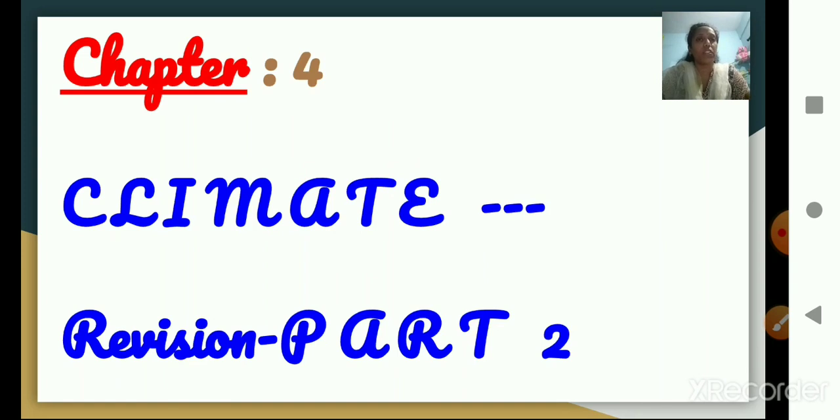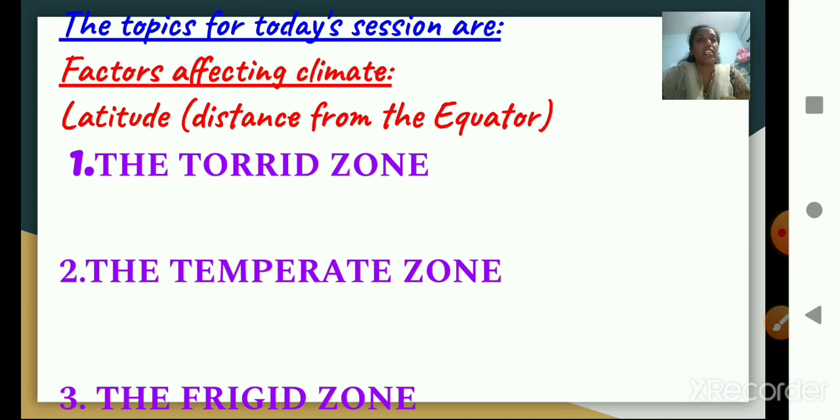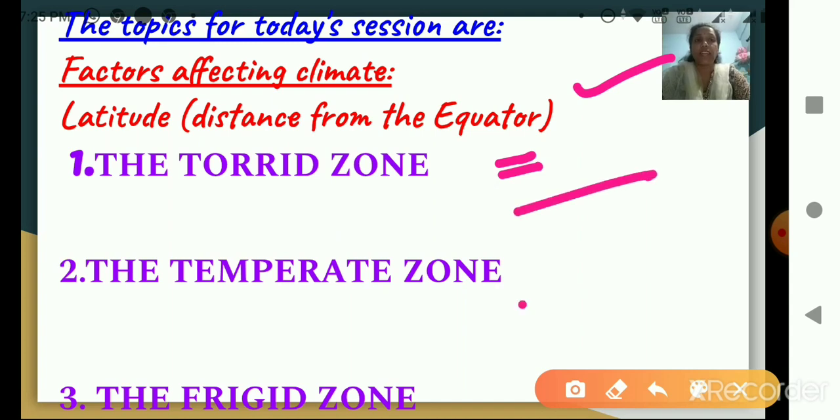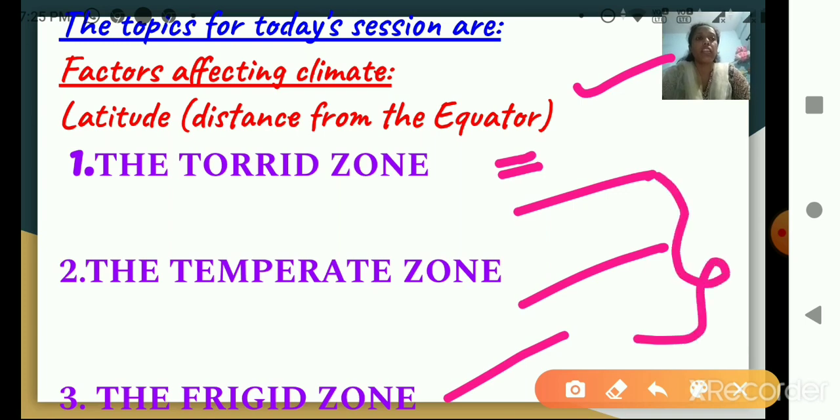Children, let us continue with the same chapter, that is chapter number 4, climate. So this is revision part 2. In our today's session, we shall learn more about factors affecting climate, that is latitude. Okay, and there are 3 different zones on the earth, that is the torrid zone, the temperate zone and the frigid zone. So we will be learning this today.